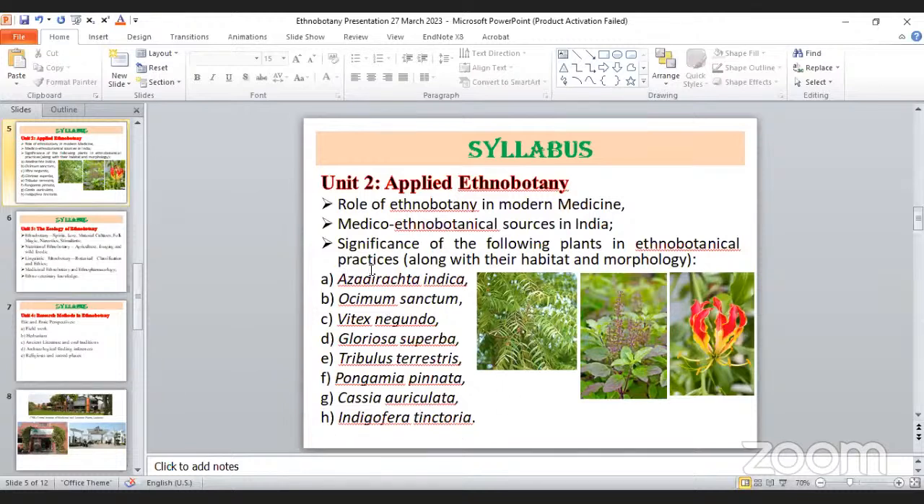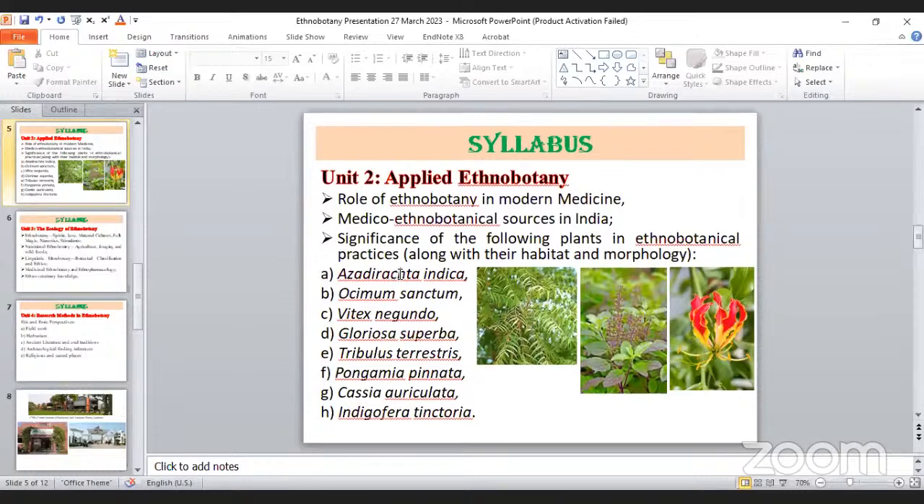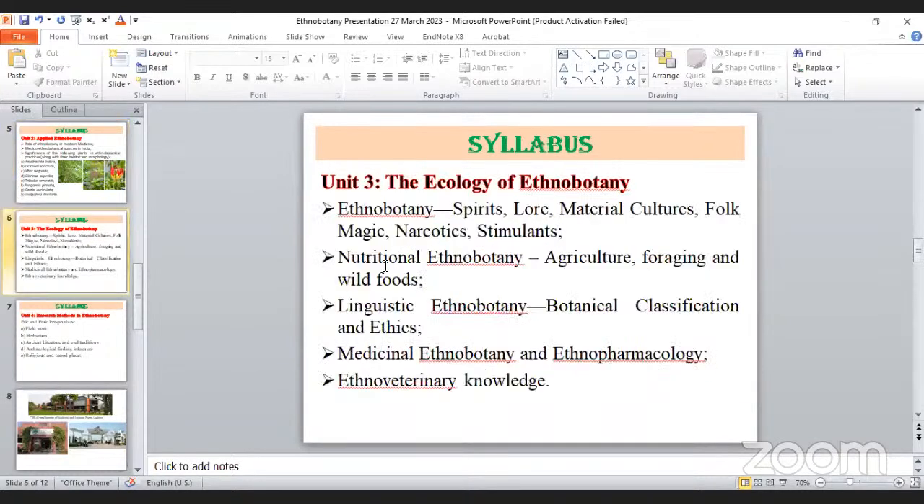So we'll talk about these plants, how they are useful, how we have adapted from these plants from the tribal community, and how they can be used for various purposes. Then unit 3 will talk about the ecology of ethnobotany. We will talk about nutritional ethnobotany. We'll talk about linguistic ethnobotany, that is, how we can do the naming of the various plants and animals.